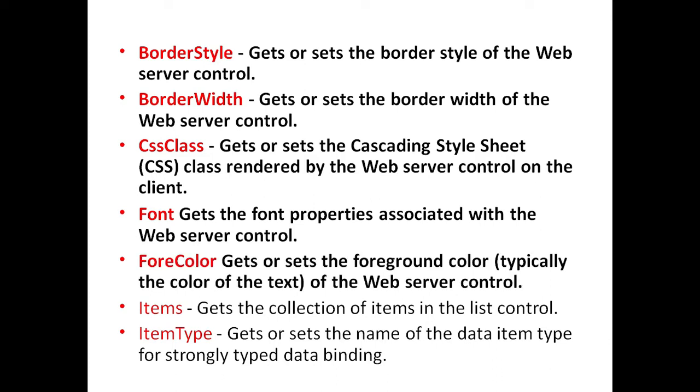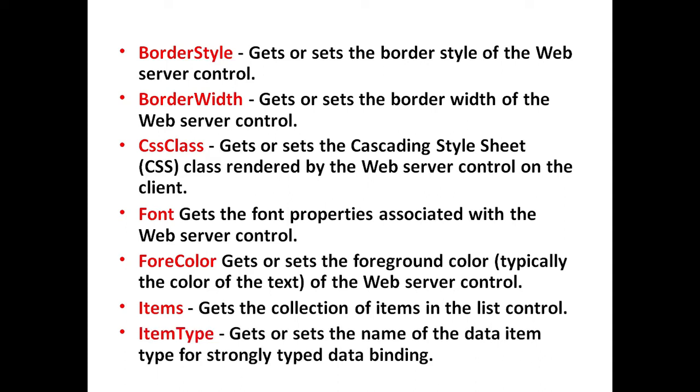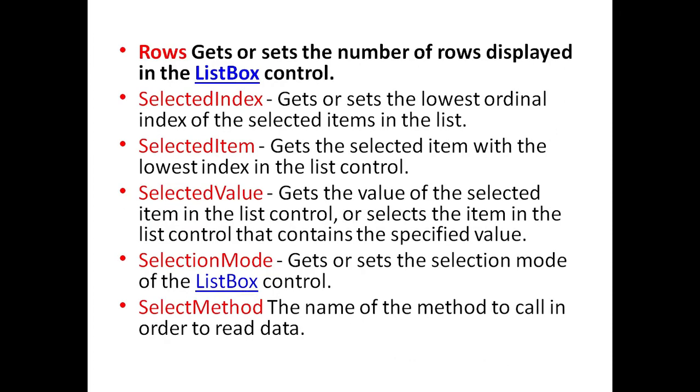ForeColor is used to get or set the foreground color, typically the color of the text of the web server control. Items property is used to get or set the collection of items in the ListBox control. ItemType is used to get or set the name of the data item type for strongly typed data binding. Rows property is used to get or set the number of rows displayed in the ListBox control.